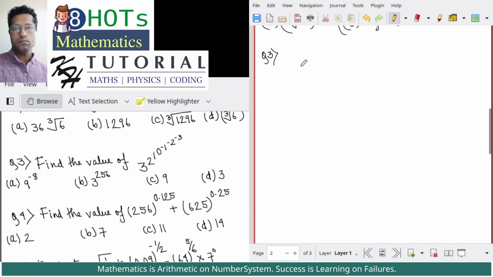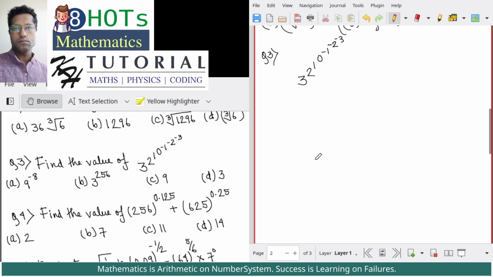Okay, so find the value of this expression. It could look complicated, but you have to understand what the given expression actually means. The expression is in exponential form, but we need to understand what it actually means. So we have this 3, and as a power we see 2, and as a power of 2 we see 1, and as a power of 1 we see 0, and as a power of 0 we see minus 1, and this minus 1 is again raised to the power minus 2, and the minus 2 is again raised to the power minus 3.